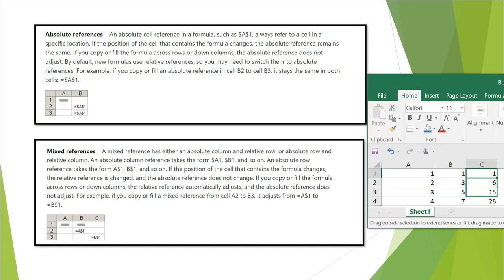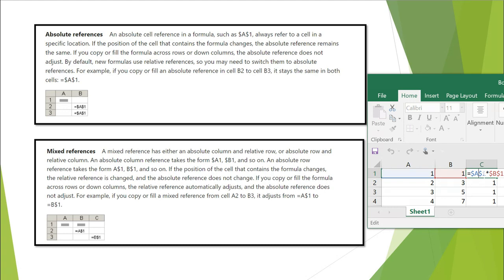Now when I drag it, you can see the value remains the same, because it is still multiplying the first two values, that is A1 and B1. Here it is still multiplying A1 and B1, and here also it is still multiplying A1 and B1. That is, the cell's value did not change.